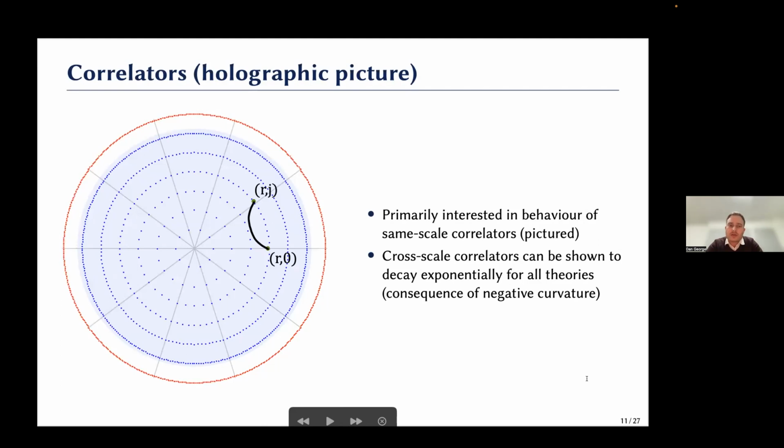So we started by essentially doing a numerical calculation of the correlators. We're interested in the behavior of the same scale correlators, so within the bulk, looking at different positions but the same scale. The why will become clear in a bit, but at least in part it's because you can also show that the cross-scale correlators in all cases will decay exponentially just as a consequence of the way the transform works and the negative curvature of the space.